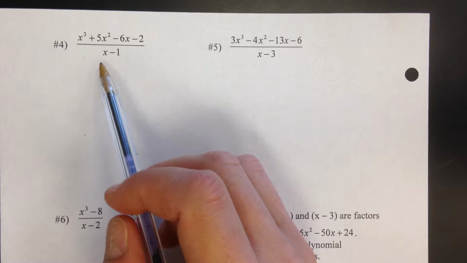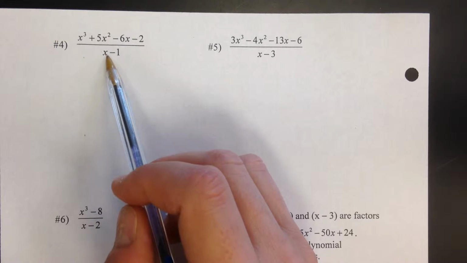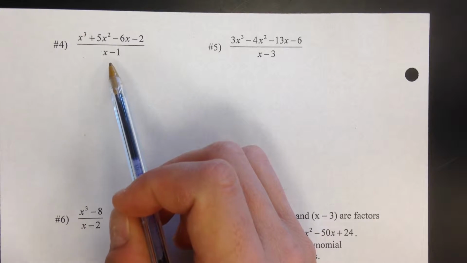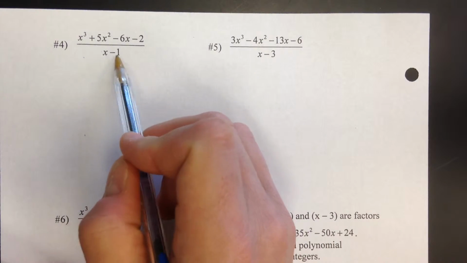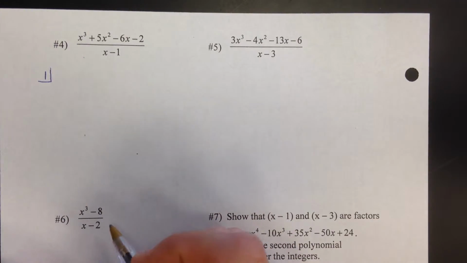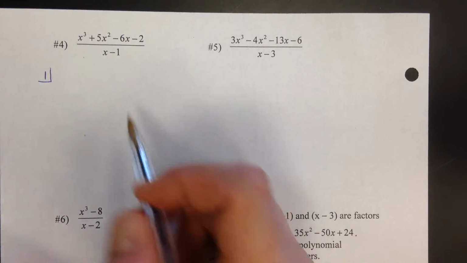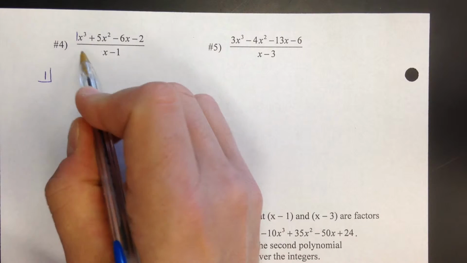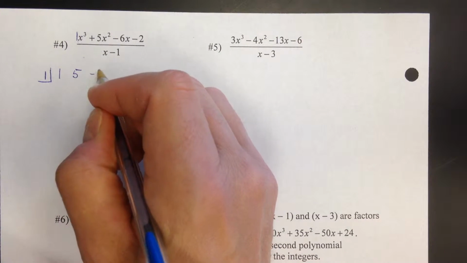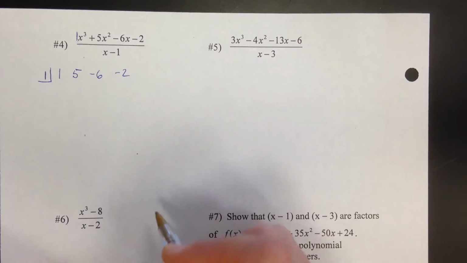The other thing is you can't use this if this was an x squared or more than that. So it's only for a binomial factor, for a linear factor, so x and then some kind of constant. Now if this is x minus 1, then that means the number we're actually going to be substituting is 1. Then I'm going to take all my coefficients, so 1x to the third, 5x squared, negative 6x minus 2.